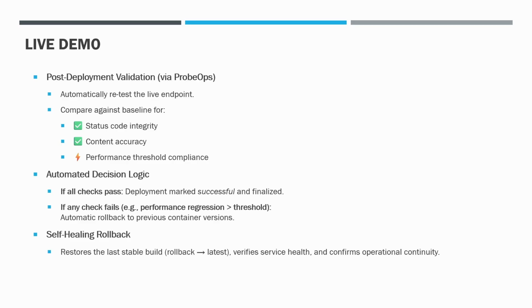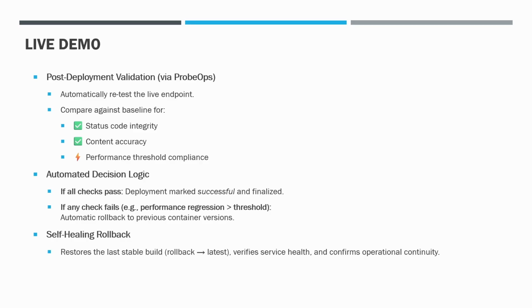And then we'll do a post-deployment validation. After the deployment is done, these checks will be run again to check status code integrity, content accuracy, and performance threshold compliance. And we have built automated decision logic here. If all checks pass, the deployment is marked successful and finalized. If any checks fail, like a performance regression or a delay, in this demo we talk about performance regression. I'll show you the CI/CD flow in a moment within GitHub.